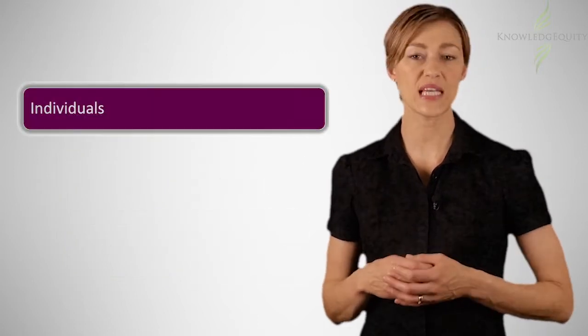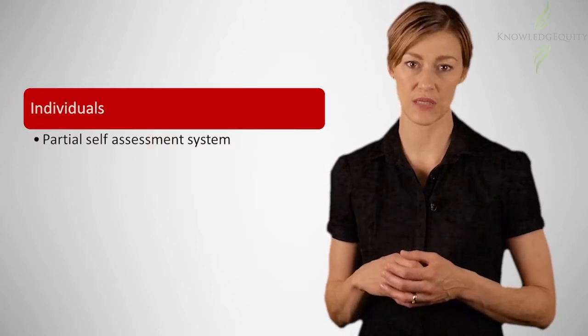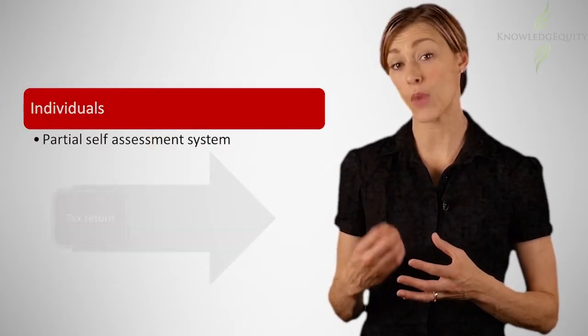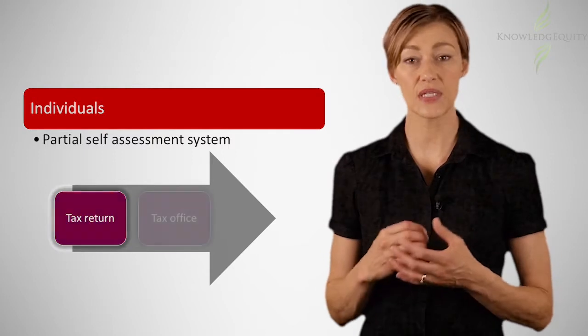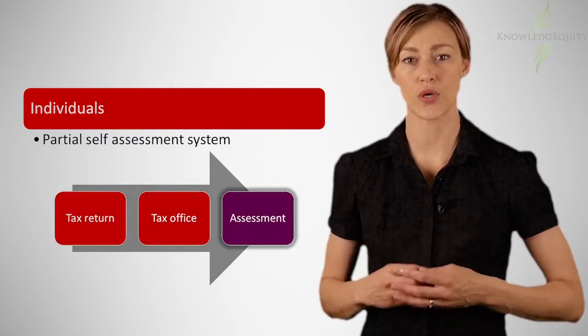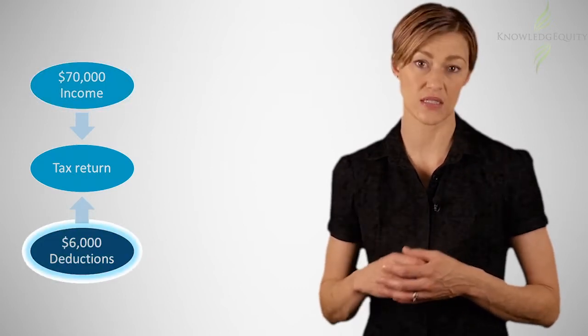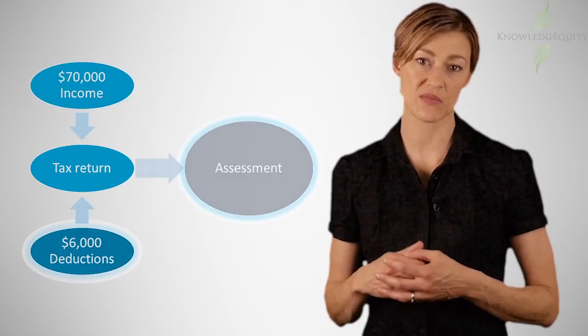For individual taxpayers, the self-assessment system is a partial self-assessment system. This means that in most, but not all cases, the tax office will issue an assessment based on what is in the tax return. So if the tax return's figures indicate that an individual has assessable income of $70,000 and deductions of $6,000, then that is what the assessment will be based on.